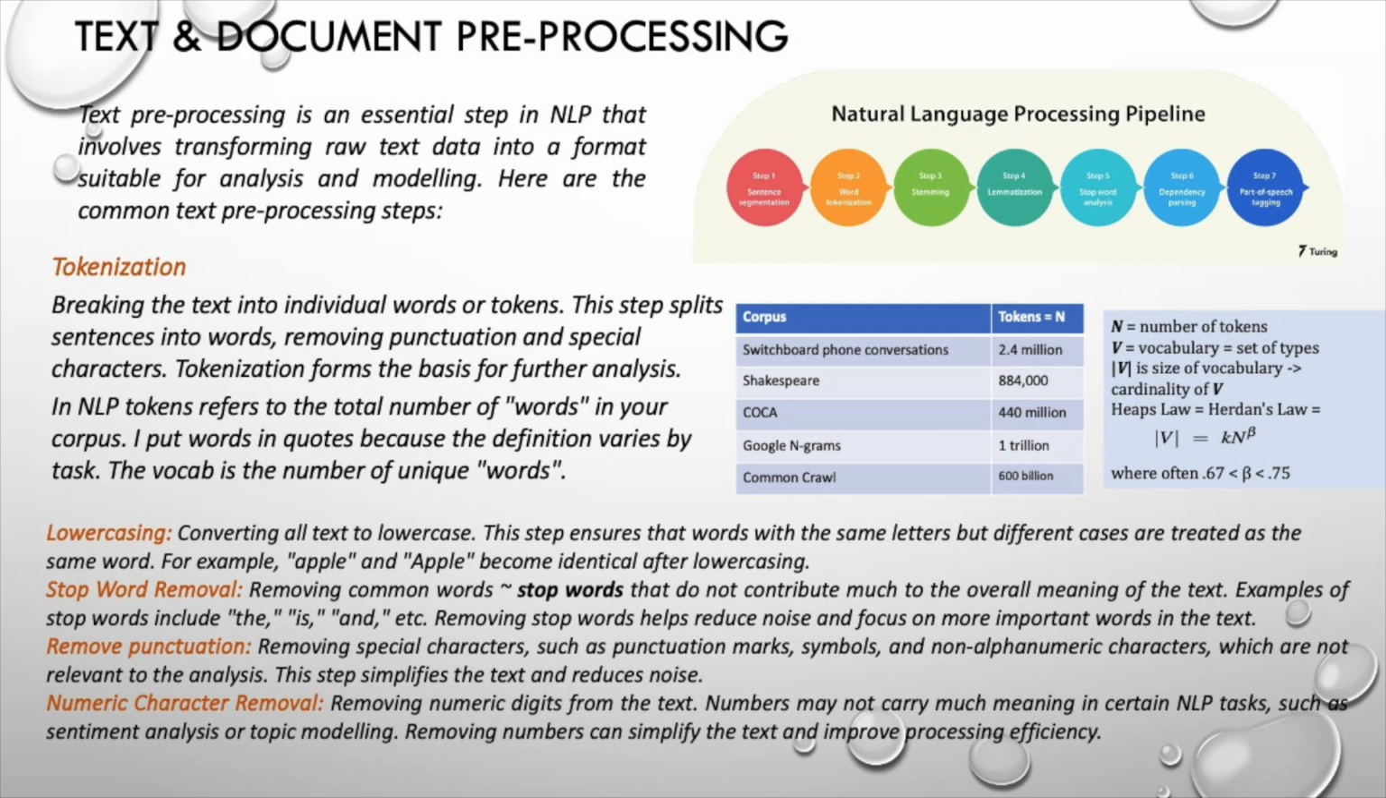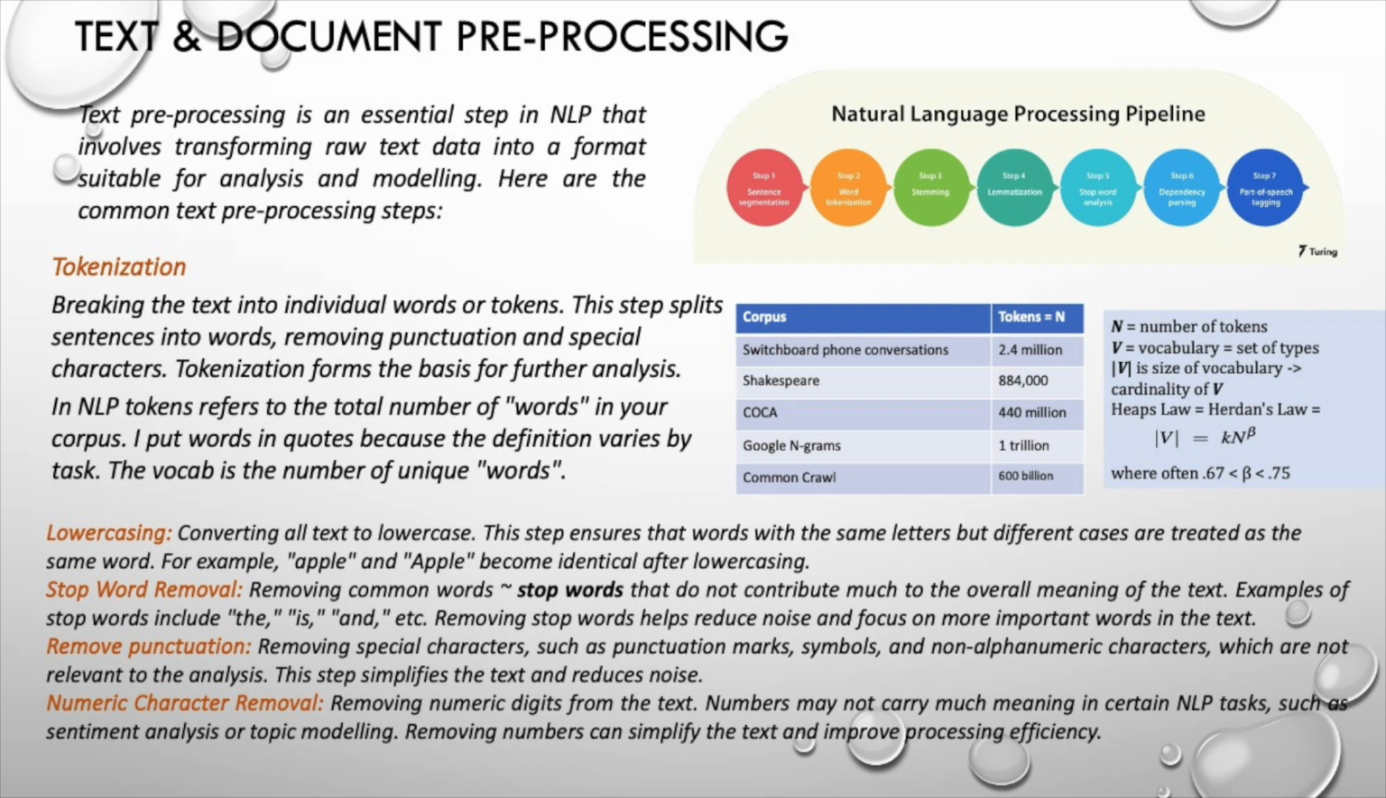Text preprocessing. Text preprocessing is an essential step in NLP that involves transforming raw text data into a format suitable for analysis and modeling. Here are the common text preprocessing steps. Tokenization. Breaking the text into individual words or tokens. This step splits sentences into words, removing punctuation and special characters. Tokenization forms the basis for further analysis.